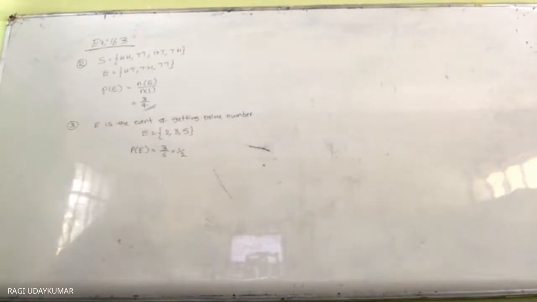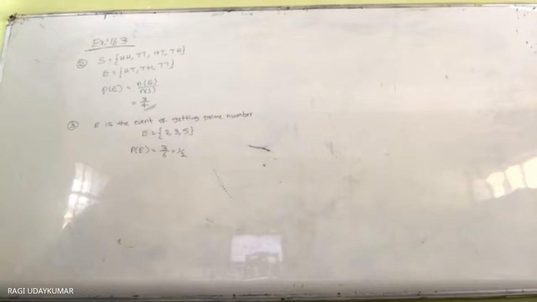Greater than or equal to 3 will appear. Greater than or equal to 3 means 3, 4, 5, 6 should be taken. 4 numbers will be there, 4 by 6. Less than or equal to 1. So only 1 you are going to get, 1 by 6 probability.